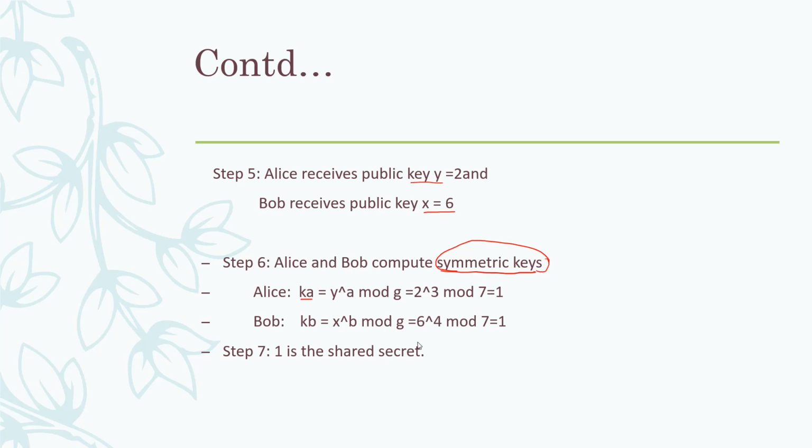So your both encryption and decryption key, that is the secret key, can be calculated as y to the power a. So using the private key they will compute. Now the shared key is 1. So this key is used for the encryption purpose as well as for the decryption.